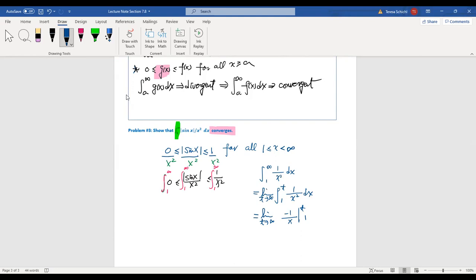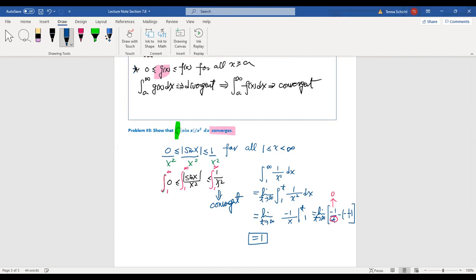Now you put the limit as t goes to infinity, and you will have negative 1 over t minus negative 1 over 1. Be careful about the negatives, right? Because t goes to infinity, the first term goes to 0. Then the negative of a negative gives you a positive. So what is the final answer here? The final answer is 1. So I know this is a convergence.